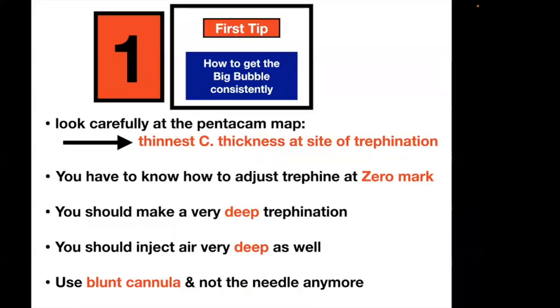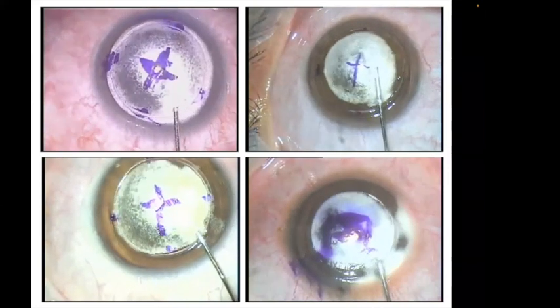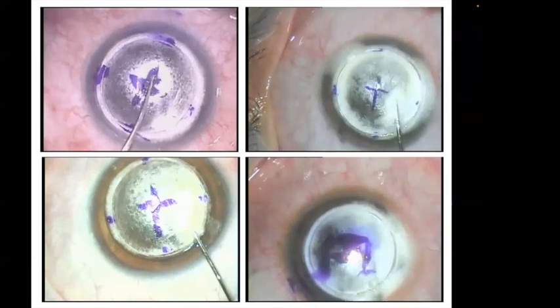To summarize again how to get the big bubble consistently: look carefully at the Pentacam map and choose the thinnest corneal thickness at the site of trephination. You have to know how to adjust the trephine at the zero mark. You should make a very deep trephination. You should inject air very deep as well. You have to use a blunt cannula and not the needle anymore. If you follow these tips in a straightforward keratoconus case, you will have a very high success rate. As you see, it is always a reproducible technique if you follow these small tips.